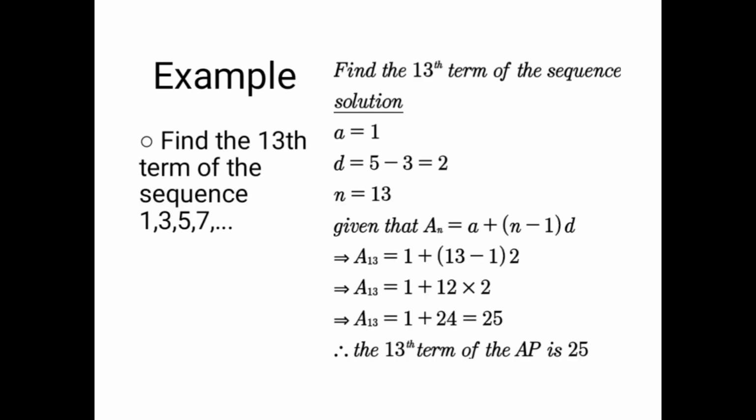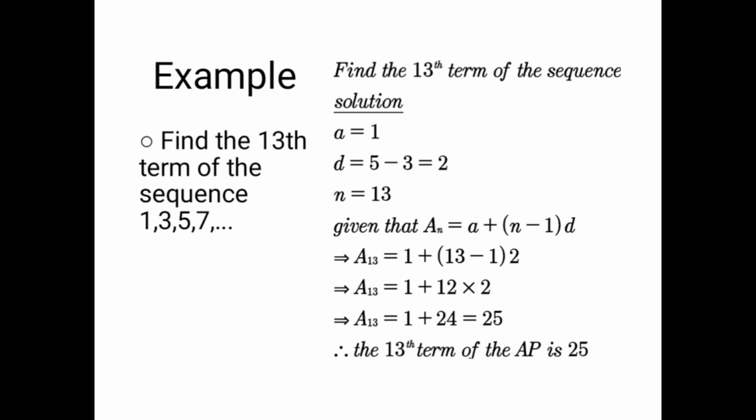find the 13th term of the sequence 1, 3, 5, 7. Okay, so a, the first term, is equal to 1, and d, the common difference, is equal to 2. Look at it: 3 minus 1, 2. 5 minus 3, 2. 7 minus 5, 2. That shows that the common difference is equal to 2. And n is the 13th term. We're looking for the 13th term, so n is equal to 13.